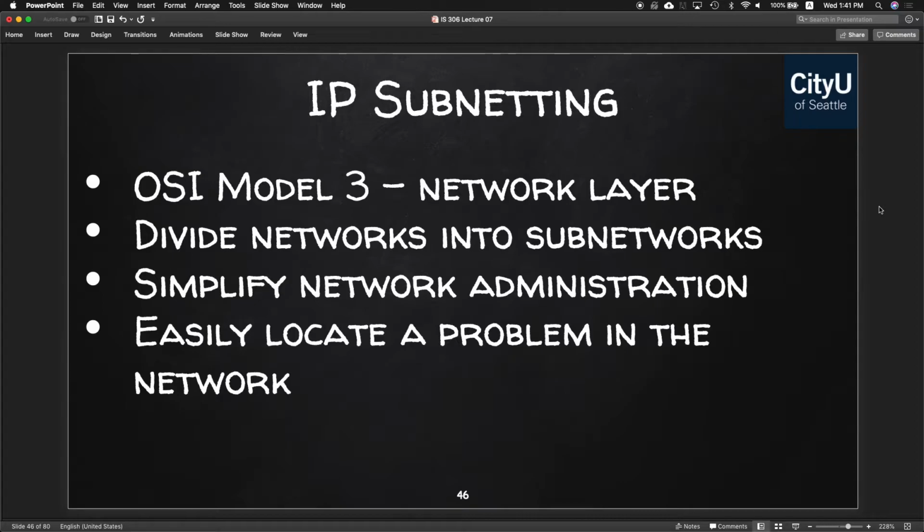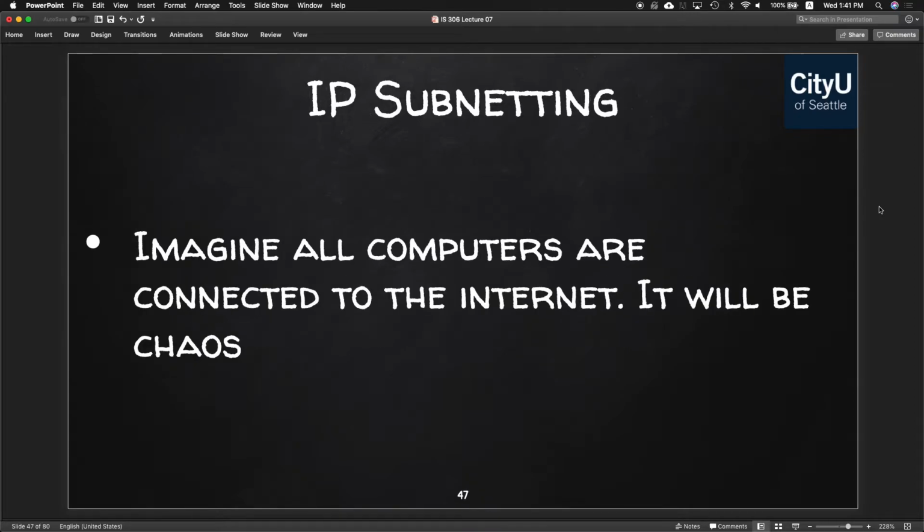Now we go into IP subnetting. IP subnetting is in the OSI model's layer 3, the network layer. It divides networks into subnetworks to simplify network administration as well, and you can easily locate a problem in the network. Again, this is what I told you: imagine all computers connected to the internet with their own IP addresses. It will be chaos.